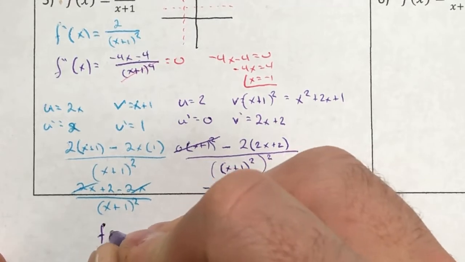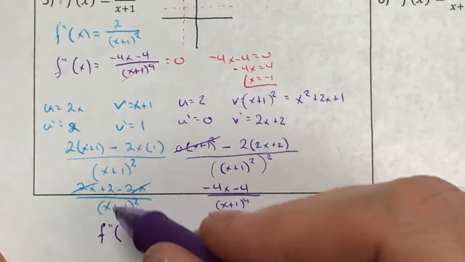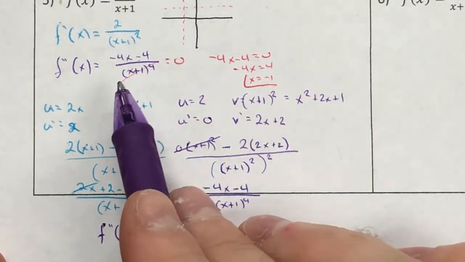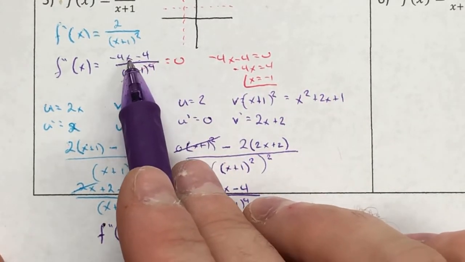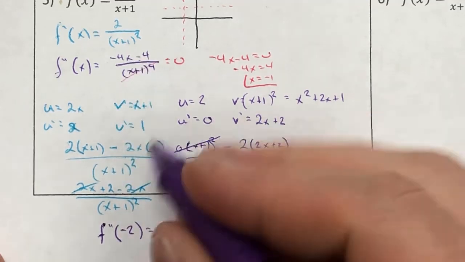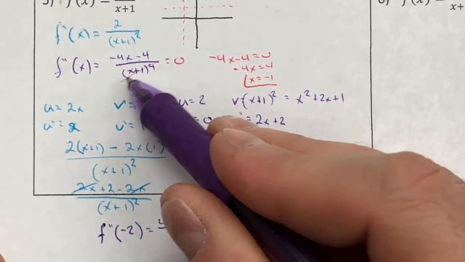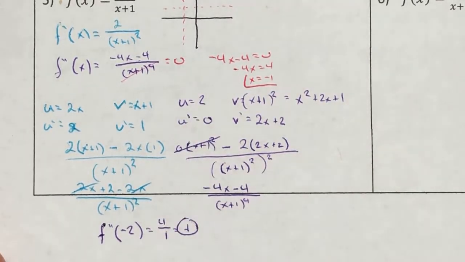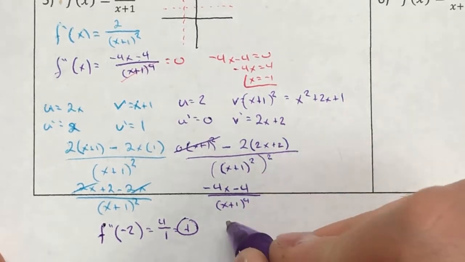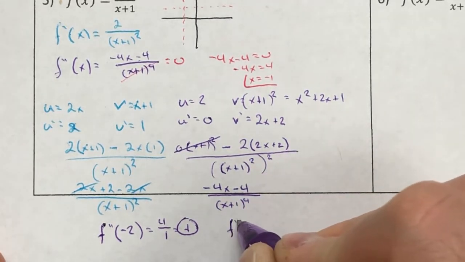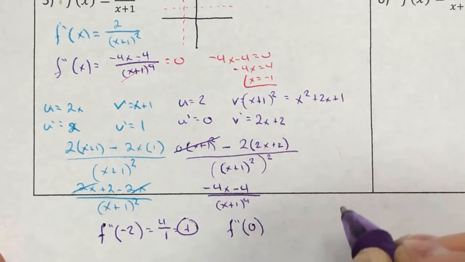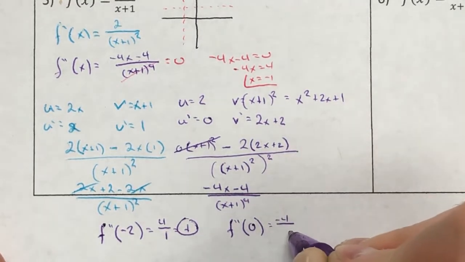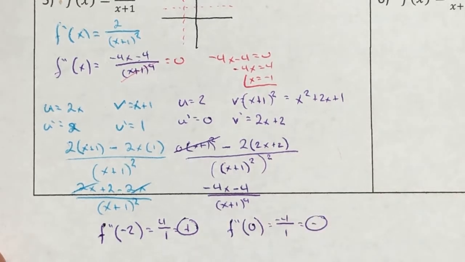If I plug in a value, let's say f double prime of, I need a number to the left of negative 1, so negative 2. That's going to give us negative 2, that'll be 8 minus 4, a 4 over negative 2 plus 1, which is negative 1, to the 4th power. So this is a positive number. On the right side, I'll plug in f double prime of 0, which gives me a negative 4 up top and a 1 on bottom, which is a negative number.